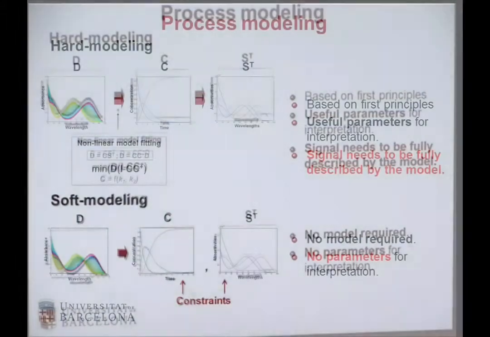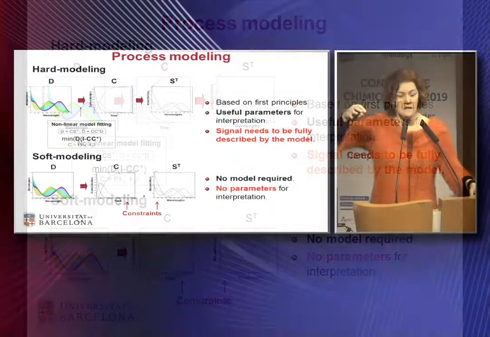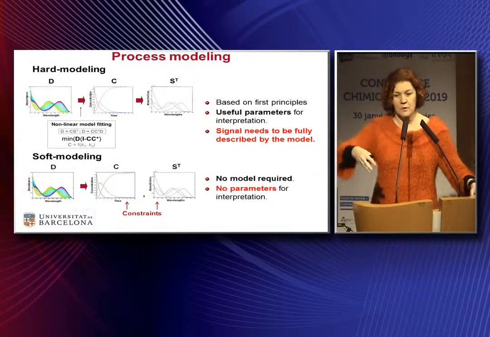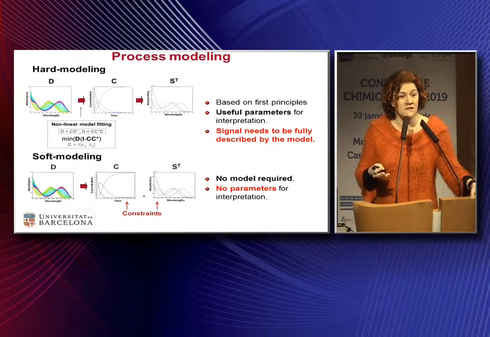In opposition to this kind of tool, you have all the battery of soft modeling methods, like MCR in this case, in which you don't assume any kind of behavior. And then you get really how the process evolves simply from the variation of the spectroscopic measurement. Of course, it's nice because you can model any kind of signal contribution within the process or out of the process, but you don't get these nice parameters that we like so much to interpret what's going on.